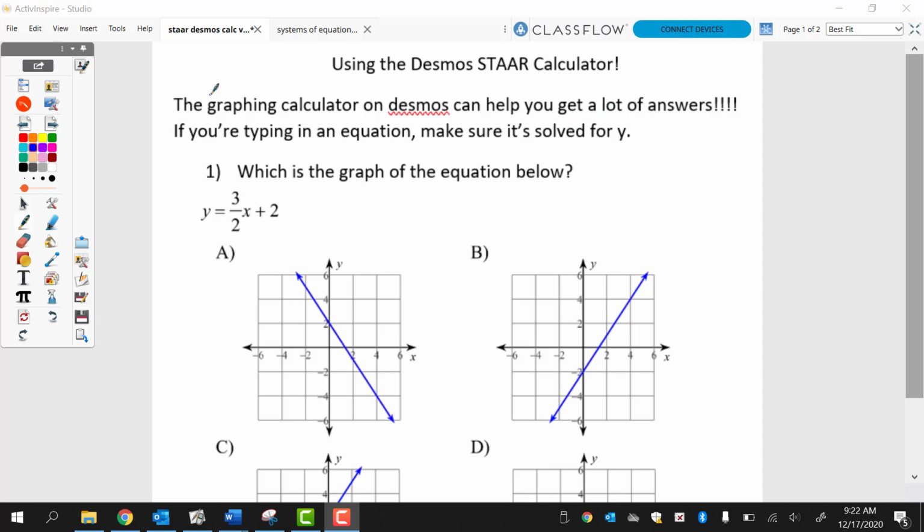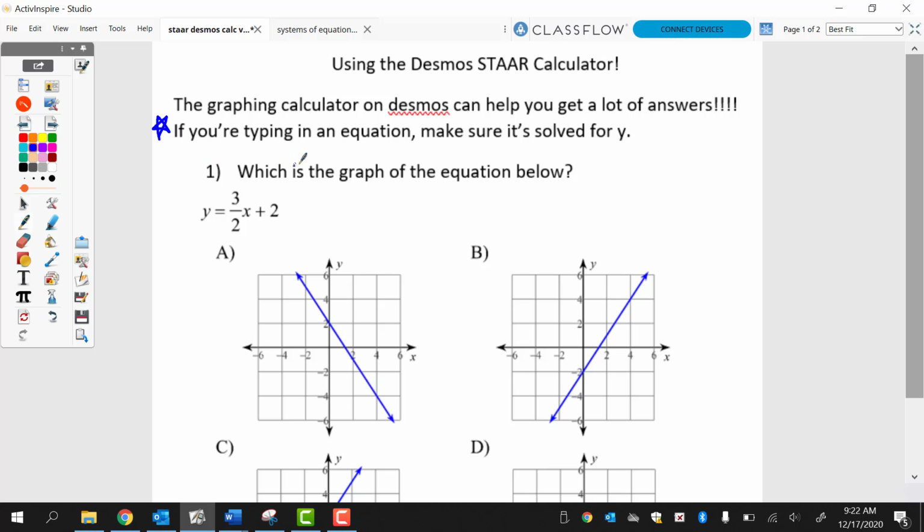So with that in mind, a big portion of what we've been doing is graphing lines. And the calculator can graph a line for you and show you what it's going to look like. The only important part is that if you are typing an equation into Desmos, it has to be solved for y. That is why we've been focusing so much on making sure you know how to solve for y, because if you don't, then you can't type it in.